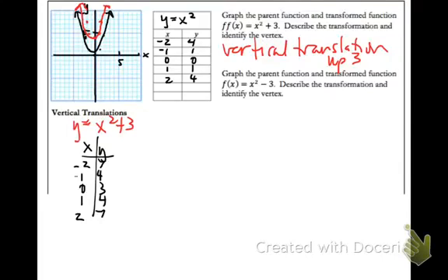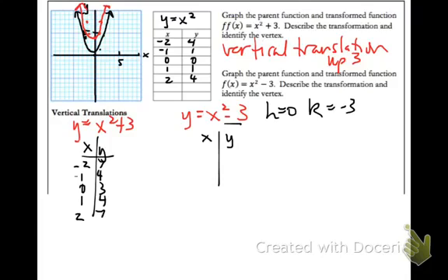And now let's graph the function y equals x squared minus 3. So we'll look, our h value is 0, k is negative 3, so that is our vertex. 0, negative 3. 2 values to the left, 2 to the right. Plug in 1, square it, subtract 3, we get negative 2, and then 1, negative 2, and 1.